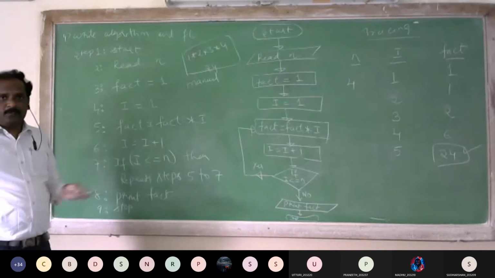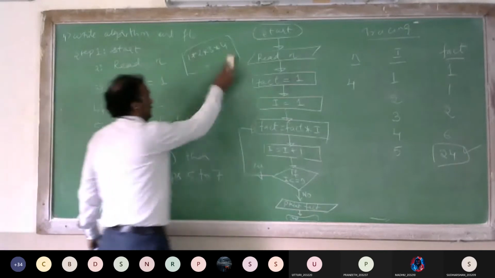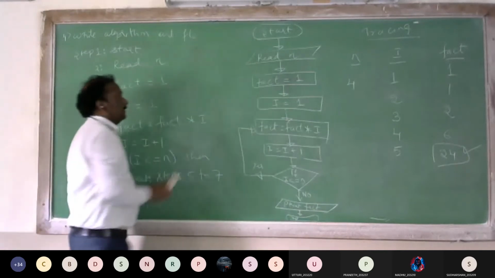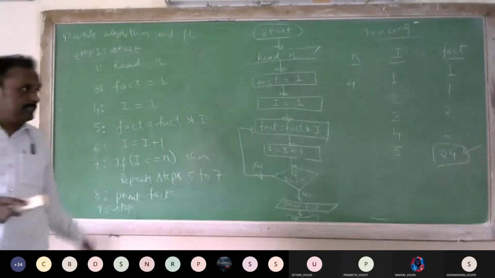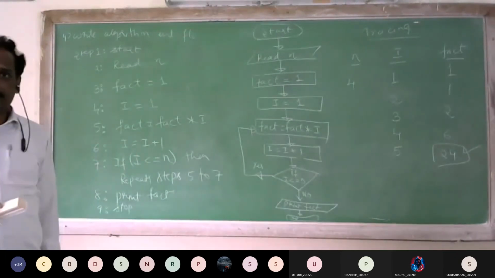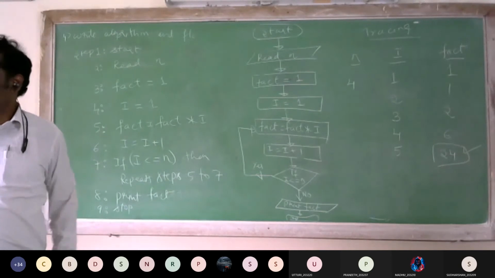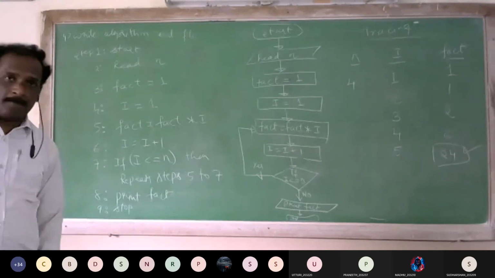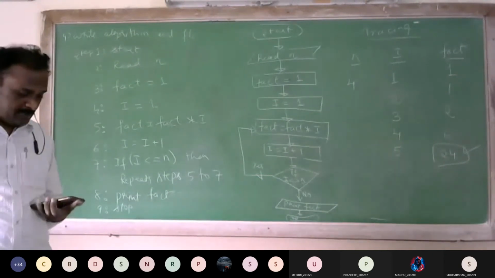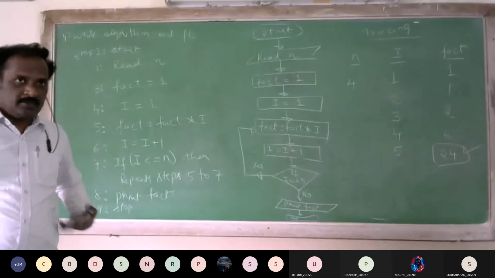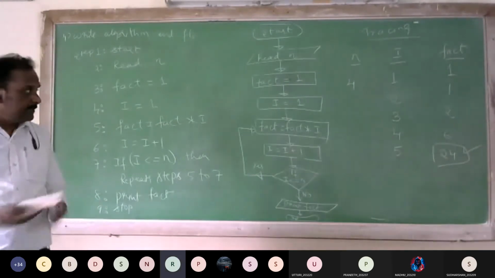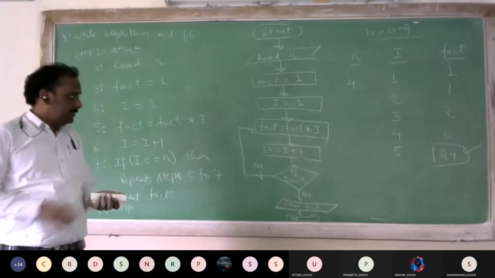In this, anybody having any doubt? Yesterday we discussed algorithm. Today we have discussed flow chart. Anybody having any doubt in this? Students? No, sir. No, sir. No, sir. Okay. It's clear. Okay.